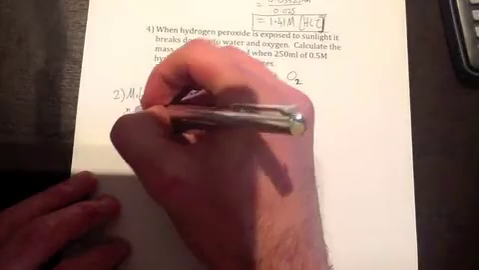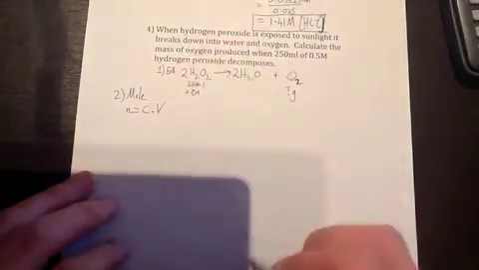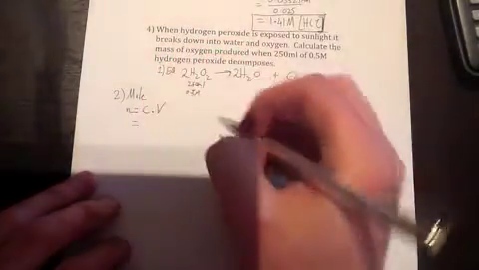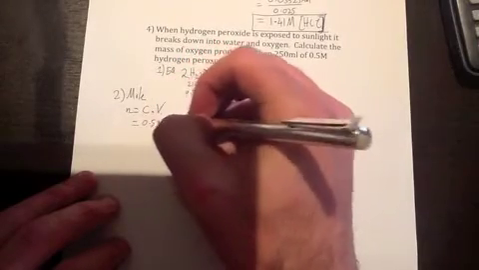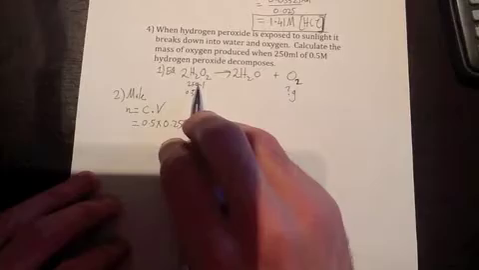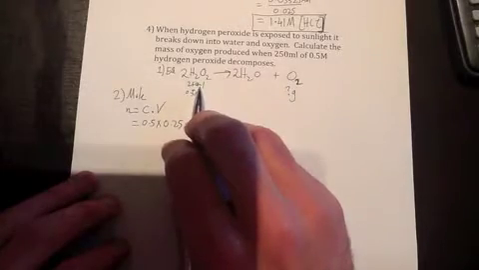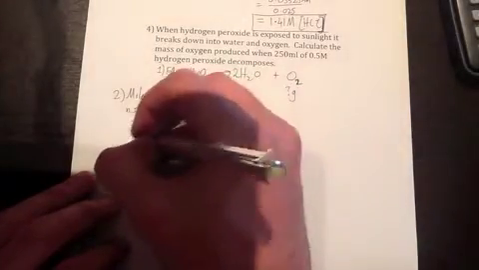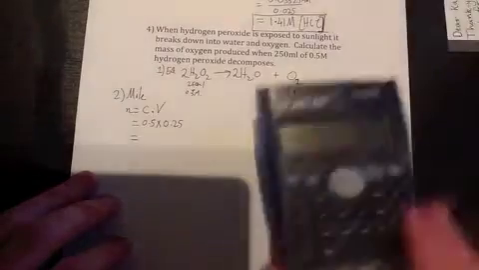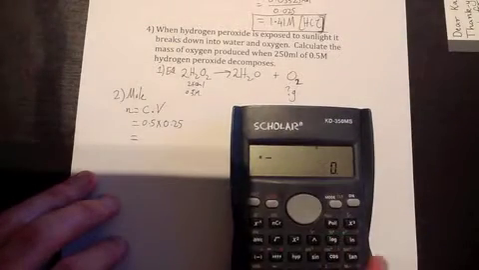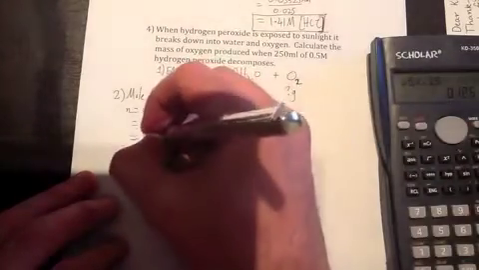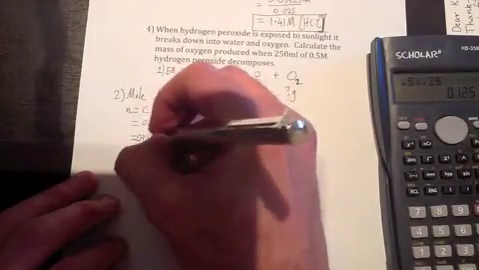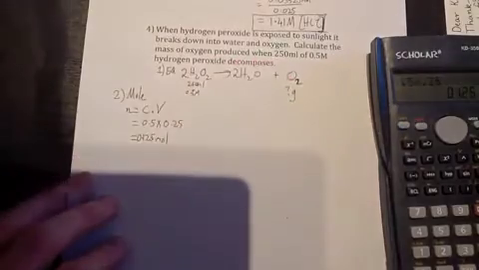So number of mole equals C times V. So that equals 0.5 times 0.25. Remember, this one has to be in litres, so I have to change it to litres. Work that out on my calculator. 0.5 times 0.25 is 0.125 mole.